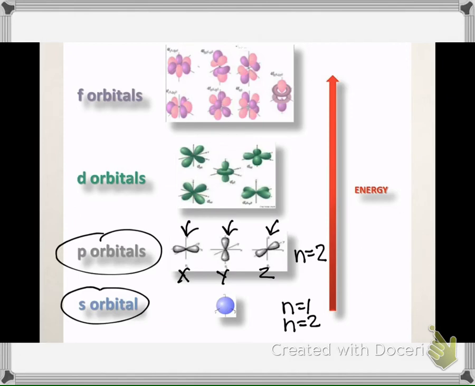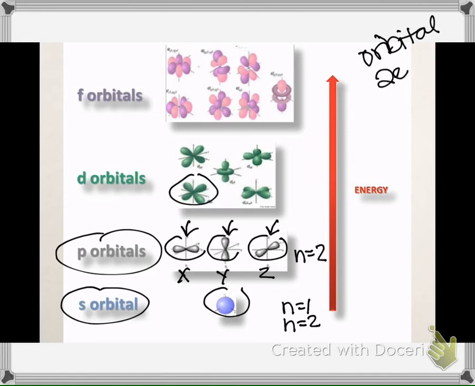Now, each individual orbital can hold 2 electrons, okay? That's it. Each orbital holds 2 electrons max. So it's important to know that as you fill, you will have 2 electrons that will inhabit this orbital.